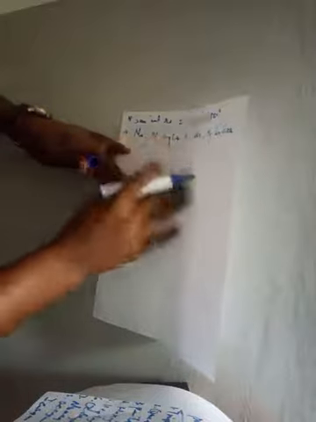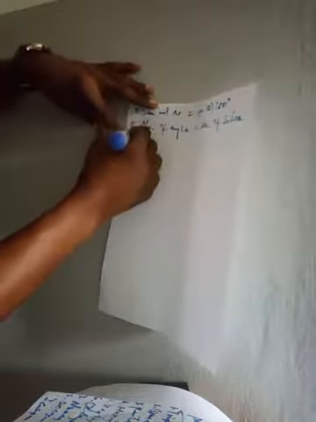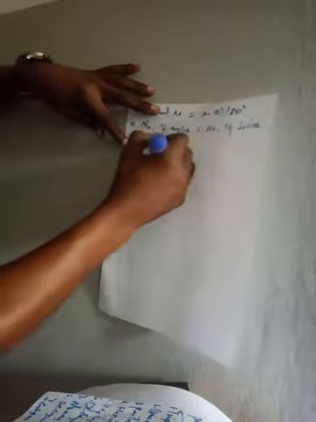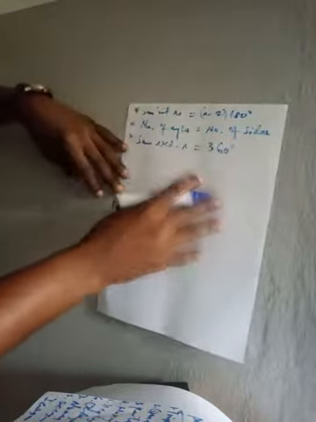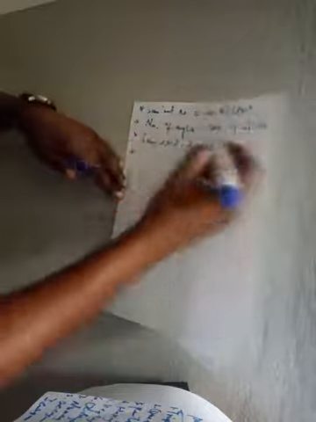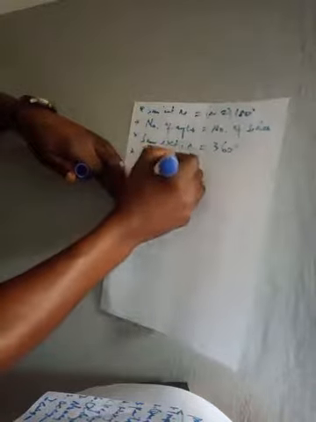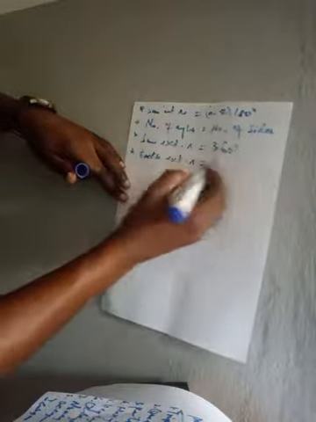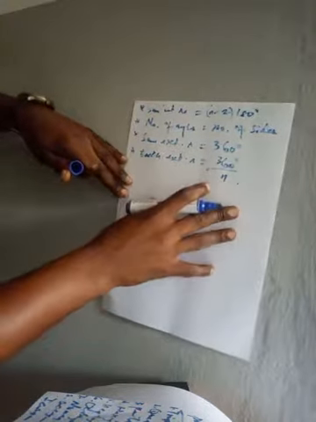Then we also have another formula that is going to guide us: the sum of exterior angles is equal to 360 degrees. The sum of exterior angles of any polygon is equal to 360 degrees. Then we also have another formula that is going to help us in this topic, and the formula is each exterior angle is equal to 360 degrees over n, where n is the number of sides.